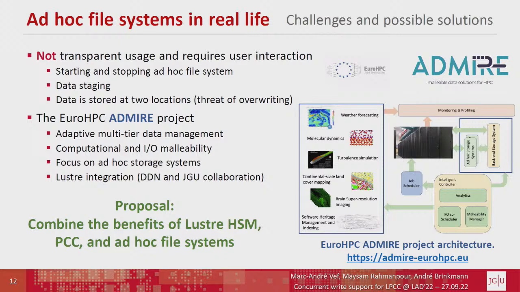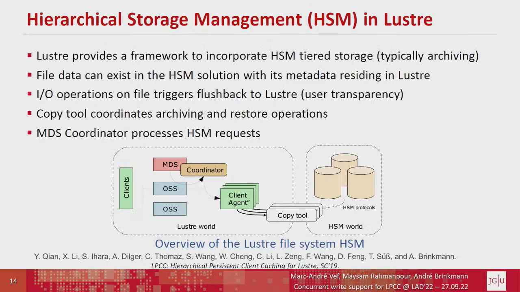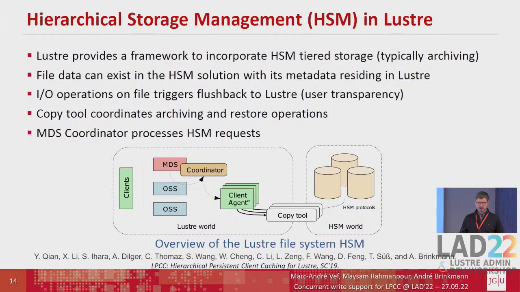And now I want to go a little bit back about what the HSM actually brings and what PCC actually brings for those who are not aware. But in the end, the takeaway here is it's somewhat difficult to actually use them in real life. So for the hierarchical storage management, I think this figure floats around for over 10 years now, but basically it is a framework for tiered storage, typically archiving, where we can move the data to tape, for example, while the metadata still resides in Lustre. And if we have an I/O operation that would happen on the file that is currently on the tape, then we would automatically trigger a restore. So it's very user transparent. There are a number of components here, the MDS coordinator, the client agent, and the POSIX copy tool that we heard about earlier today that kind of coordinates these archiving and restore operations.